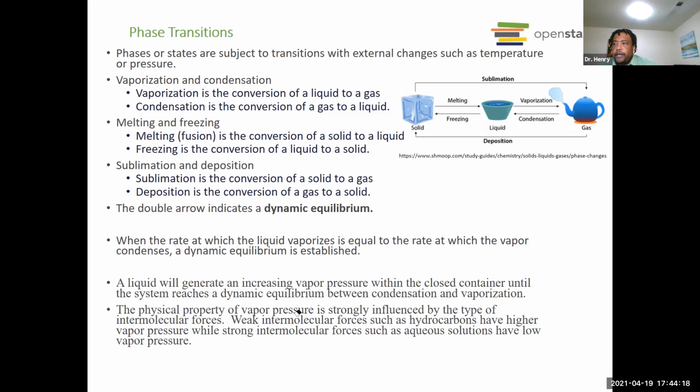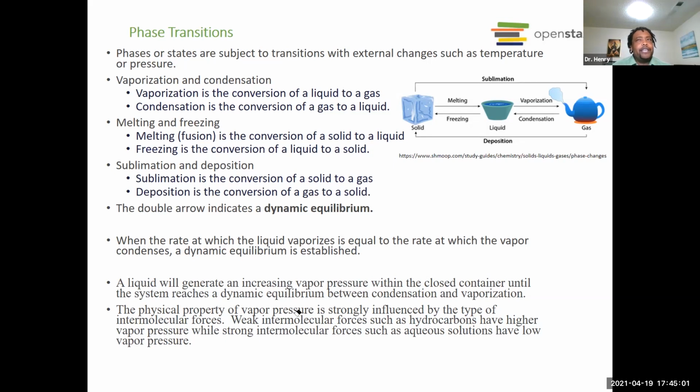Okay, so the thing about your phases is they are also going to be affected by intermolecular forces, right? So for instance, vapor pressure, and vapor pressure is just the pressure associated with the vapor, okay? Vapor pressure is going to be directly influenced by intermolecular forces. So the weaker your molecular forces, the higher the vapor pressure is going to be. The stronger the molecular forces, the lower the vapor pressure is going to be.